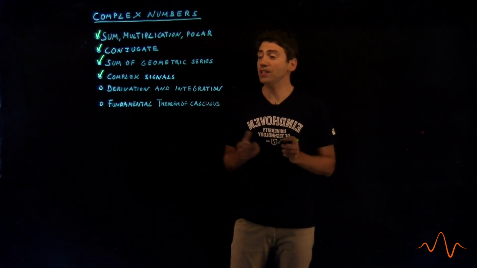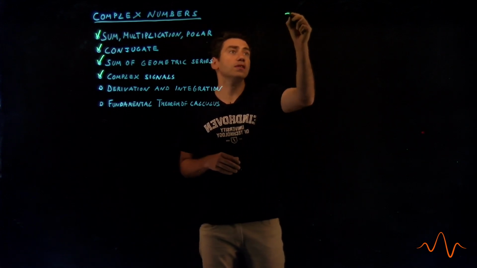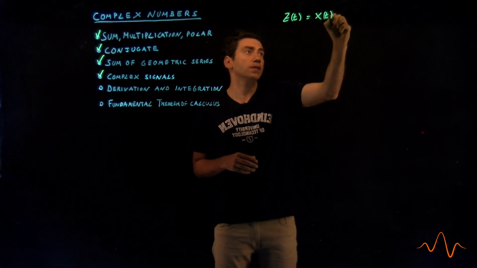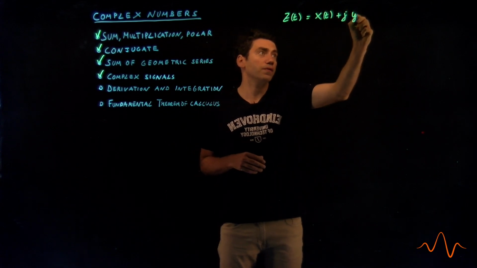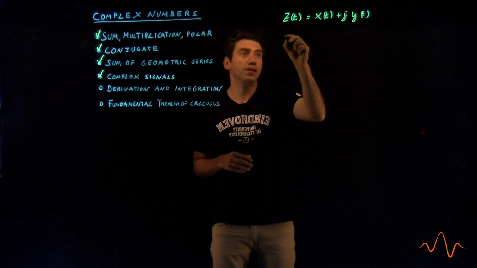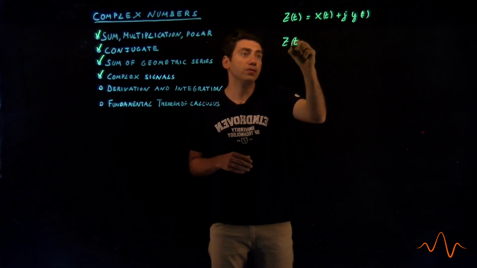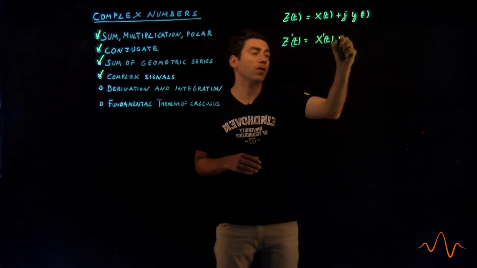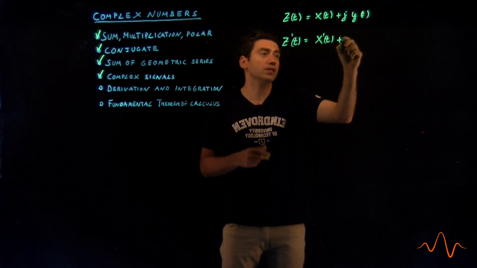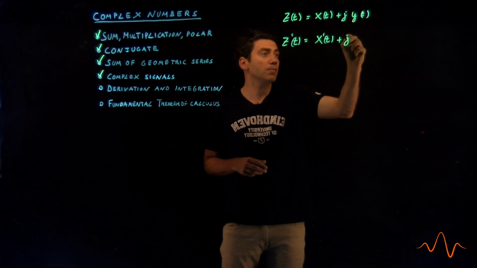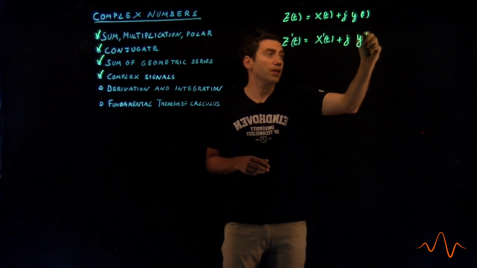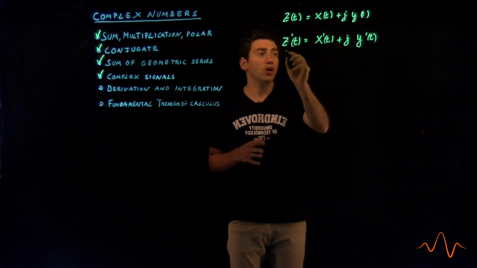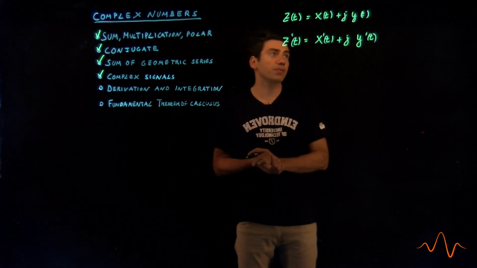So now, derivation and integration. If we have a signal z of t equals x of t plus j y of t, we define the derivative of z with respect to time t to be the derivative of the real part. So the real part of the derivative is the derivative of the real part, plus j, the derivative of the imaginary part. So the imaginary part of the derivative is the derivative of the imaginary part.